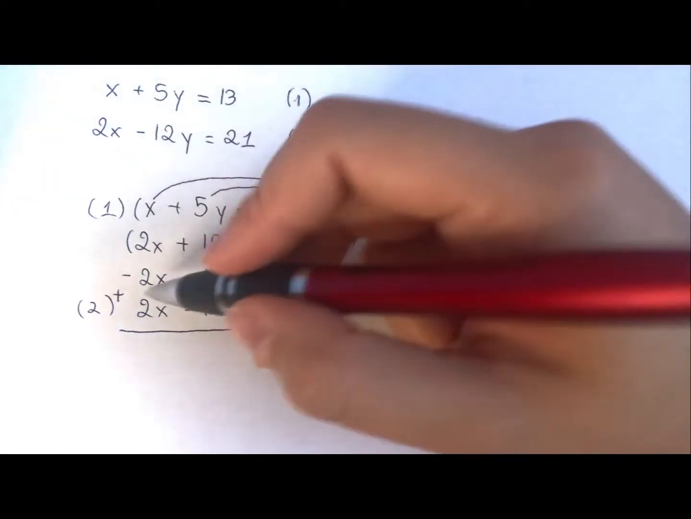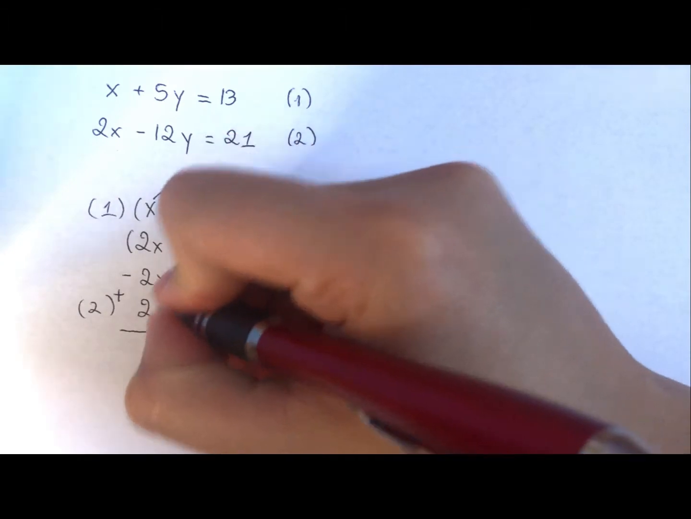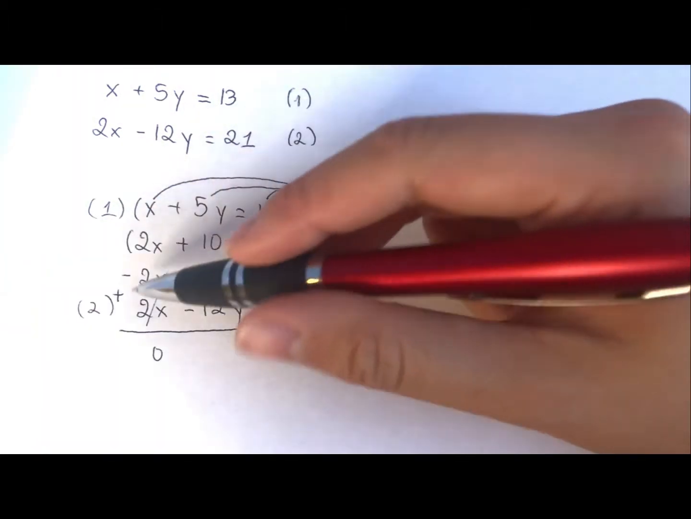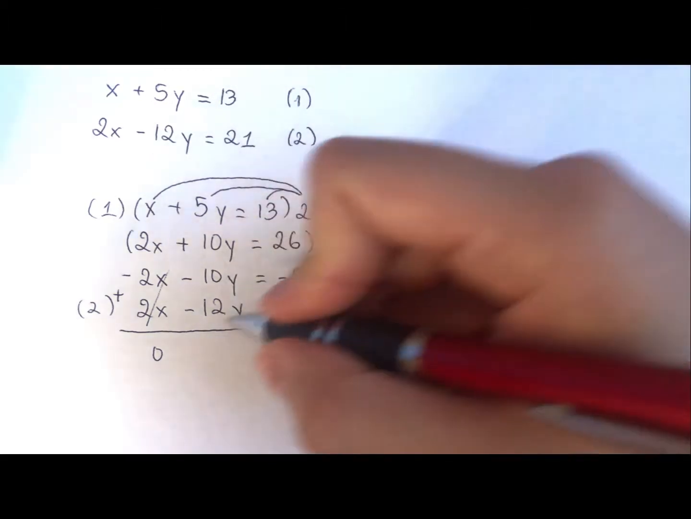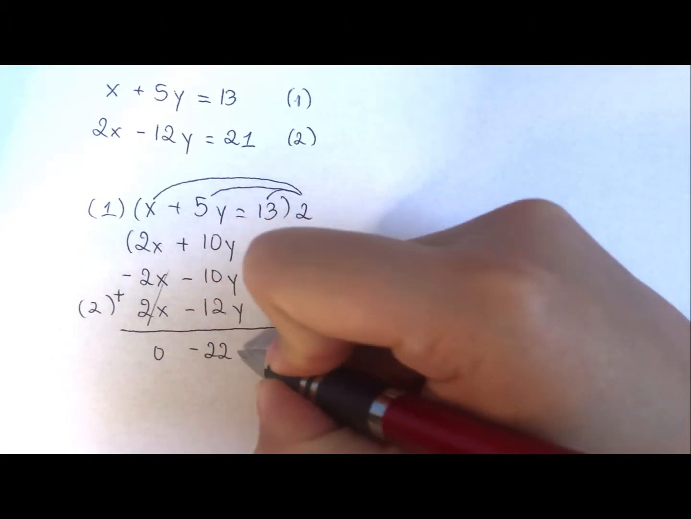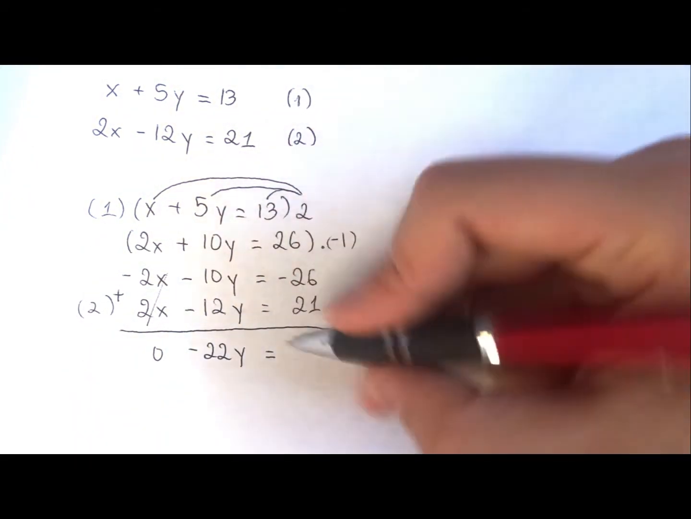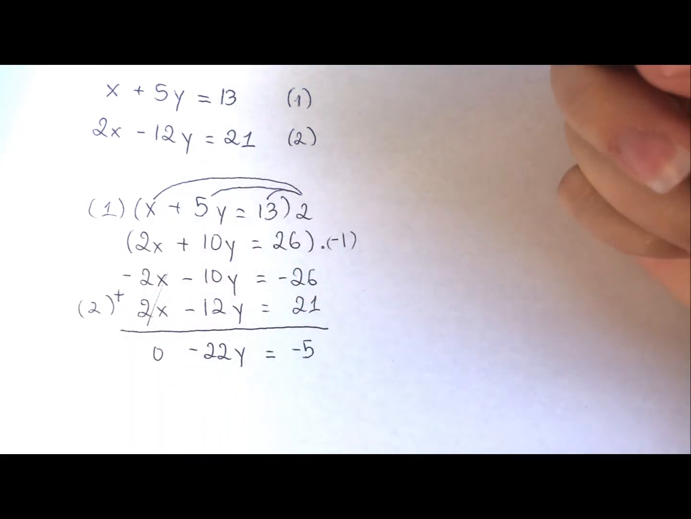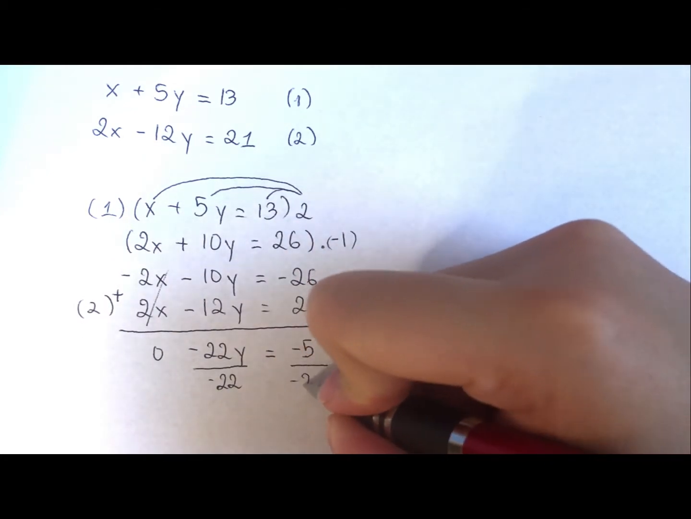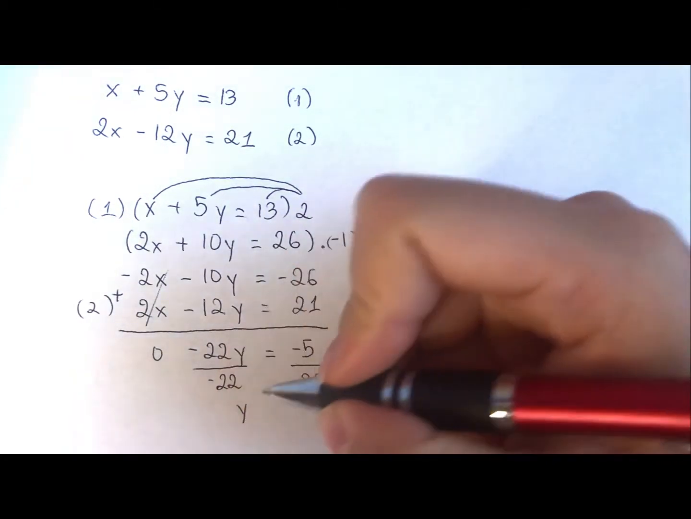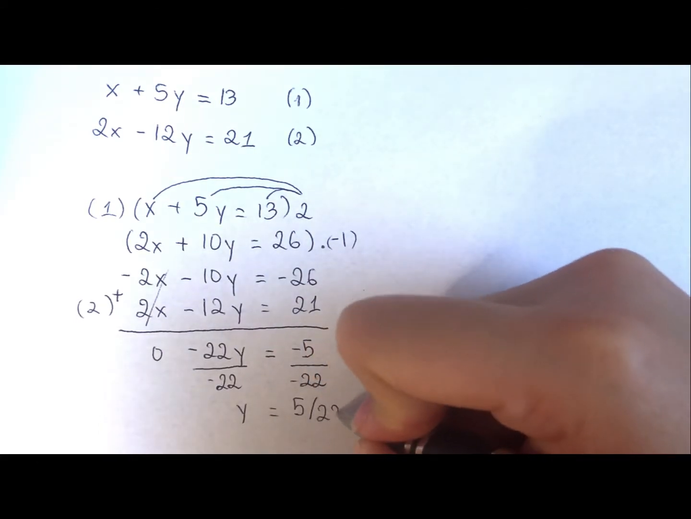So now I'm just going to add them column by column. So -2x plus 2x is 0. -10y plus -12y is the same as -10y subtract 12y, so I'll have -22y equals, and -26 plus 21 is -5. Now I'm going to divide by -22 on both sides to isolate our variable y. And that would give me y equals 5 over 22.